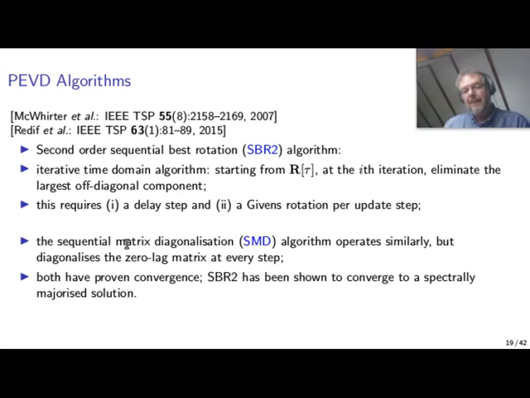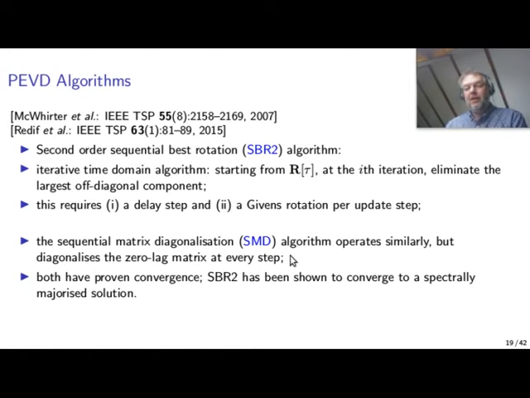However, for John McWhirter's algorithm, there are several algorithms for this decomposition that can achieve this factorization. John published this in 2007, and some more papers emerged over the last one and a half decades. There are two families of algorithms. One is called second-order sequential best rotation, the other one sequential matrix diagonalization. And these are iterative time domain algorithms.